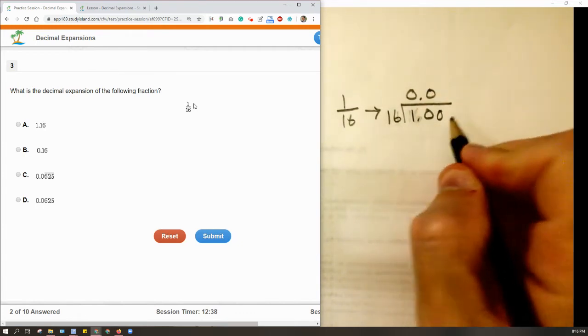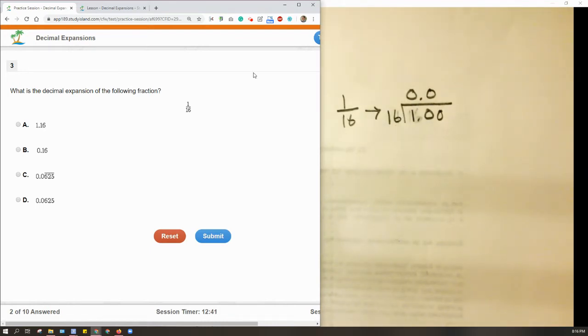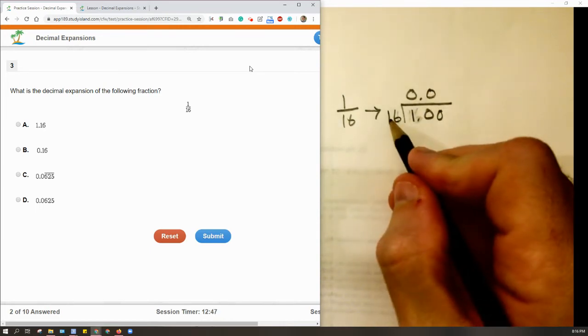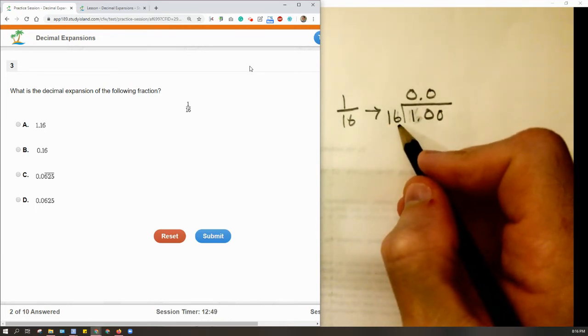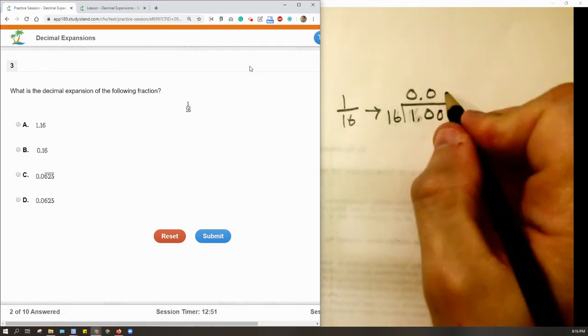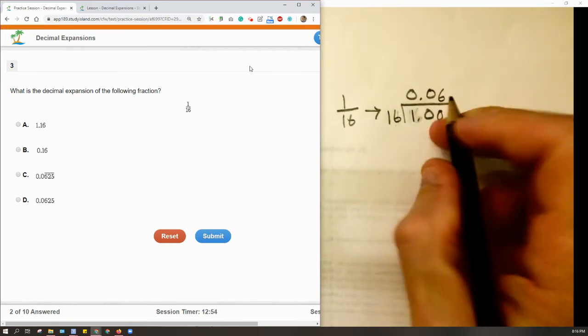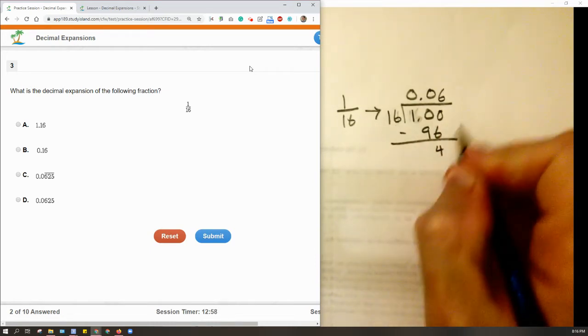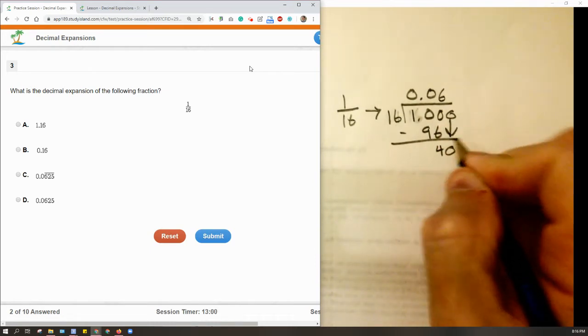So now I have to try 16 into 100. How many times does 16 go into 100? Well, 16 times 6 is 96. I know because 10 times 6 is 60, and 6 times 6 is 36. 60 and 36 is 96. So you get a 6 here. 6 times 16, 96. 100 minus 96 is 4. Bring your other 0 down, you get 40.